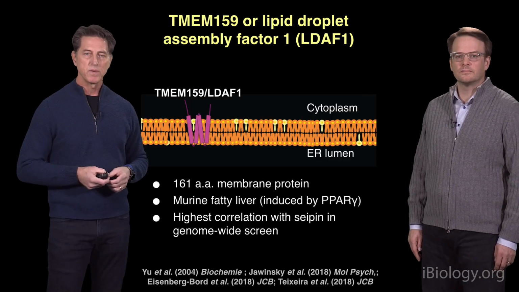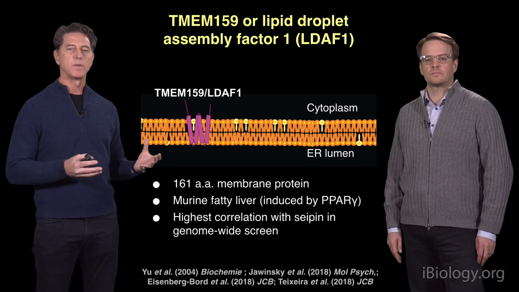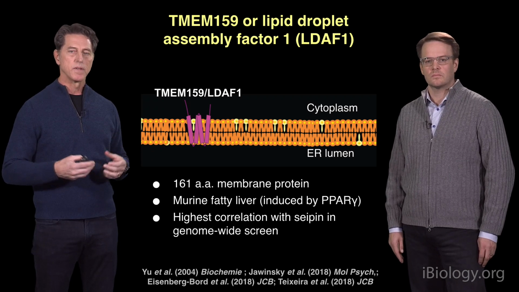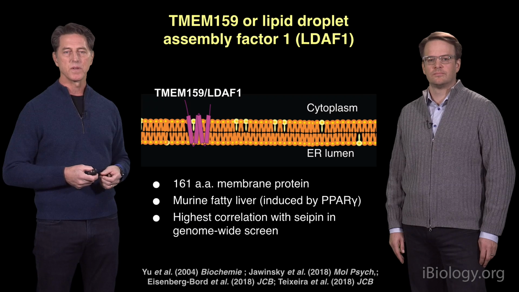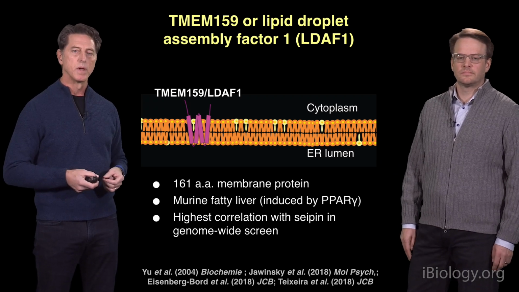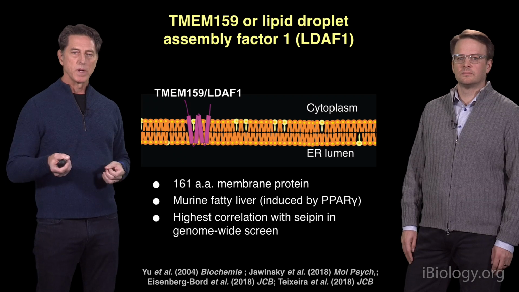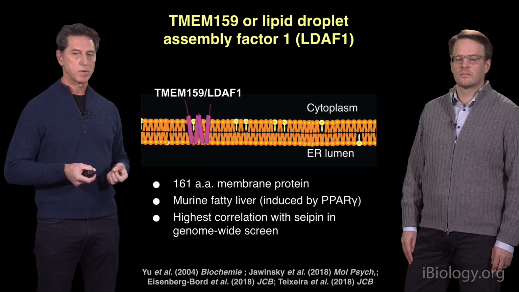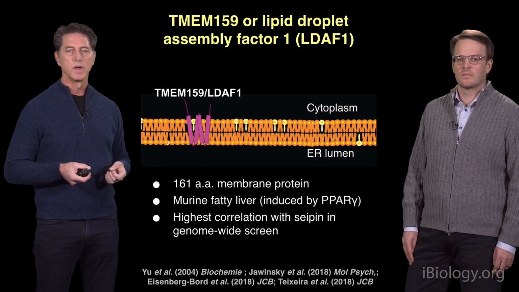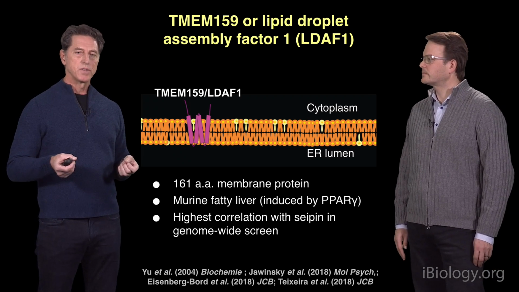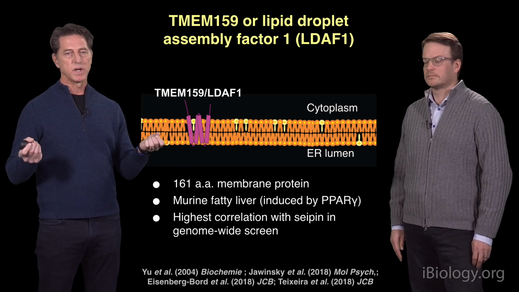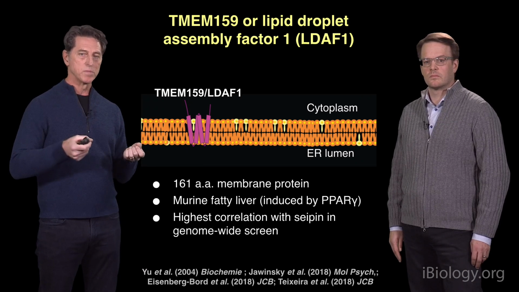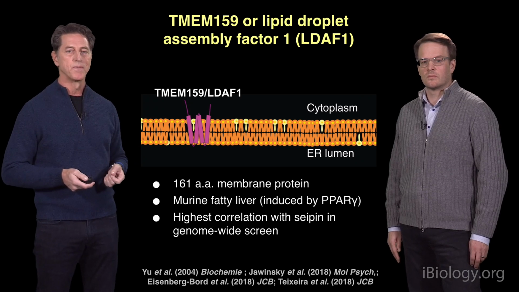So what is TMEM159? Well, we have now named TMEM159 lipid droplet assembly factor, and that name speaks to what we think is its involvement in lipid droplet assembly. Not much was known about this when we identified it as a Seipin interactor. TMEM159, or LDAF1, is an endoplasmic reticulum protein, 161 amino acids. Its topology suggests both the N and C termini are towards the cytoplasm, and the characteristics of the protein suggest that it forms a double hairpin as we've modeled in this cartoon.